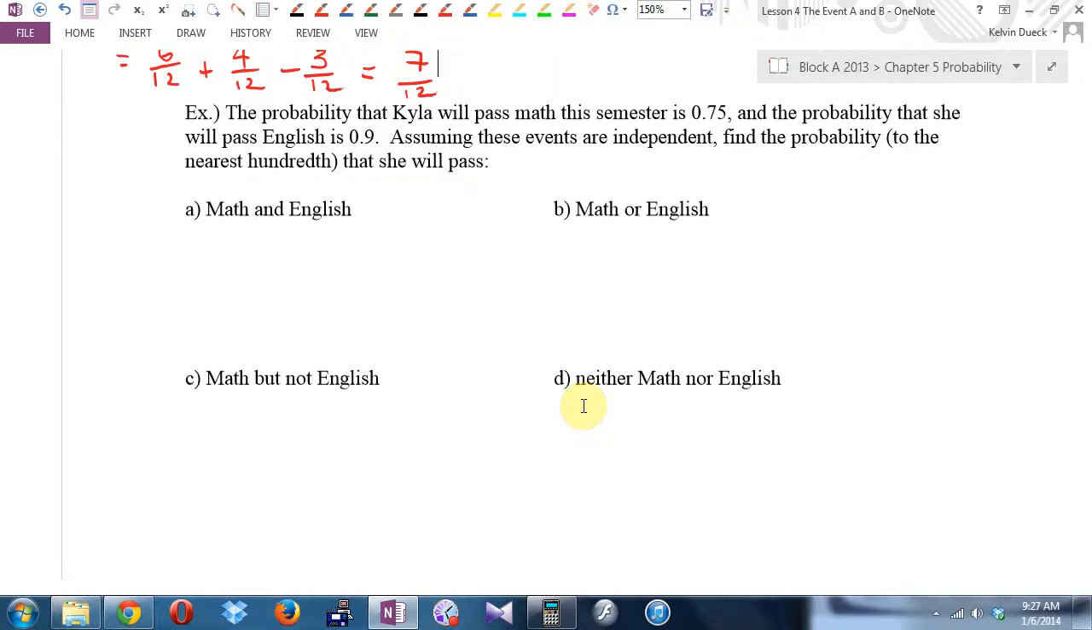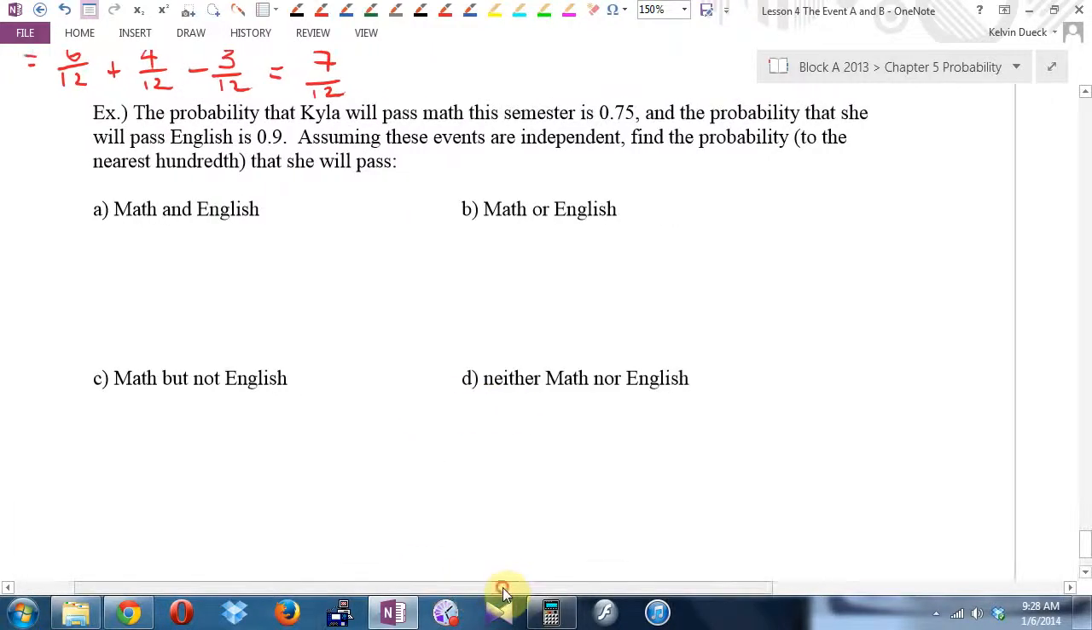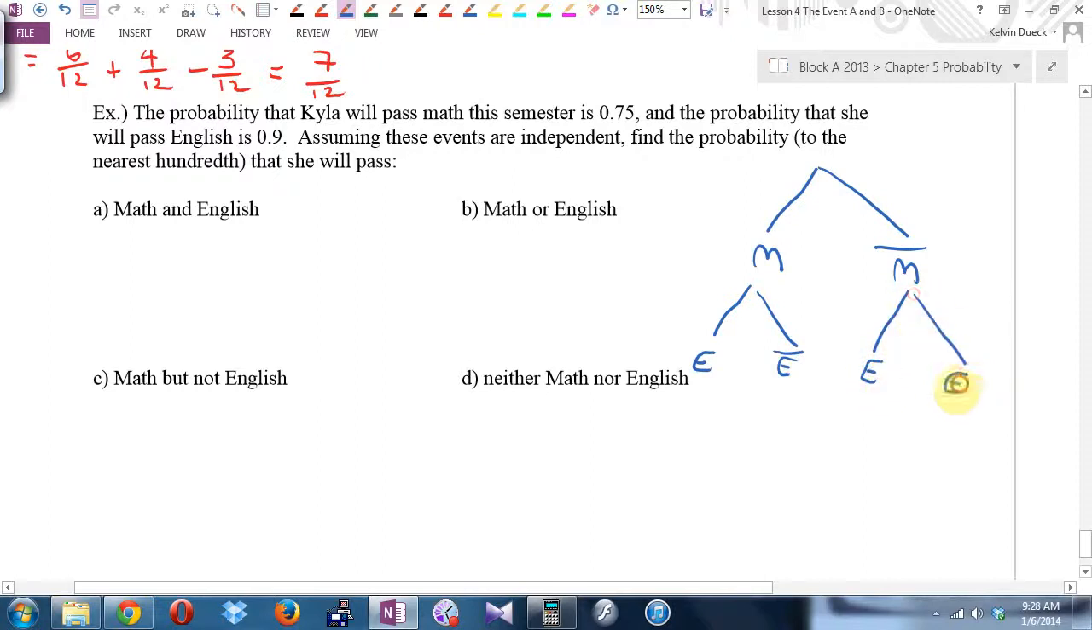How many different subjects are there in this question? 2. How many events are there in this question? 2. This is a job for a tree. 3 subjects? Maybe not. 4 subjects? Probably not. 2 subjects? Tree. And I'll do the tree off to the right here. I left room. I think we have room. So it's going to look like this. Kyla can pass math or not. Pass English or not. Pass English or not.